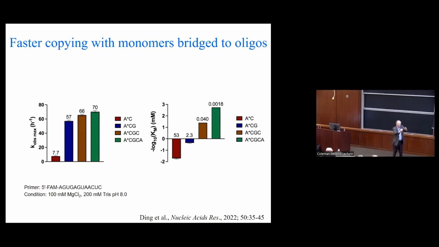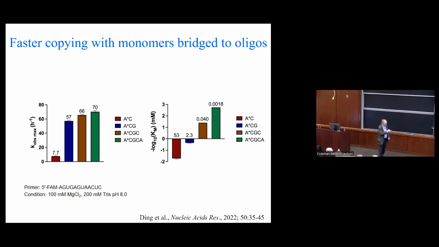So one thing is, what I've showed you so far is 2 monomers bridged to each other. A monomer can also be bridged to longer bits of RNA, say 2, 3, or 4. And if you do that, surprisingly, the reaction rate goes up if the downstream part is longer. And not surprisingly, the affinity for the template also gets better and better. So these things are starting to teach us how to more effectively copy short bits of RNA without enzymes.